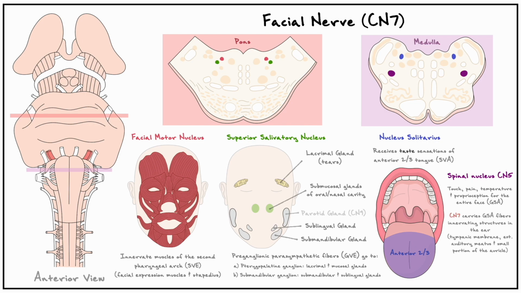It turns out that the facial nerve feeds this receptive zone by carrying GSA fibers that innervate small structures in the ear, such as the tympanic membrane, the external auditory meatus, and a small portion of the auricle. Although this detail might not be the most memorable feature of the facial nerve, it is good to keep in mind that cranial nerve 7 also supplies some sensory sensations in the ear. So, with this detail now covered, we have gone through most of the essentials of the facial nerve.